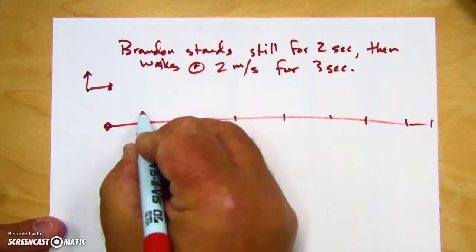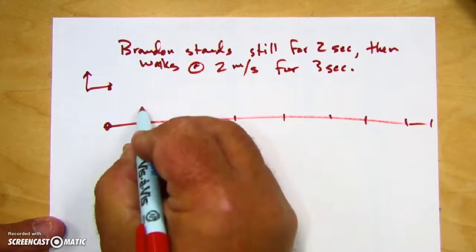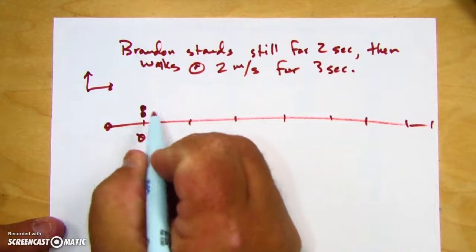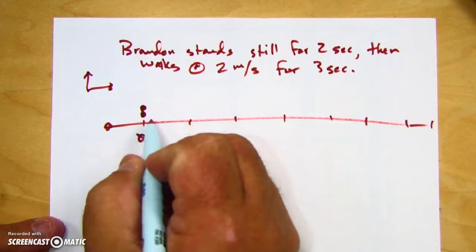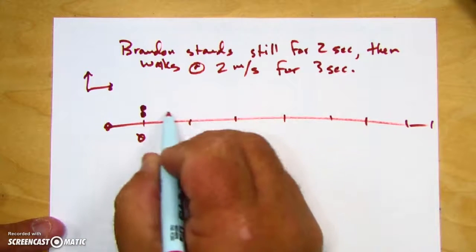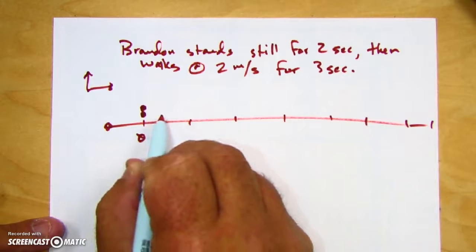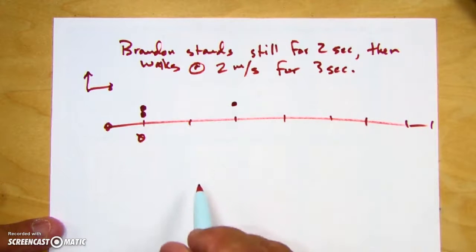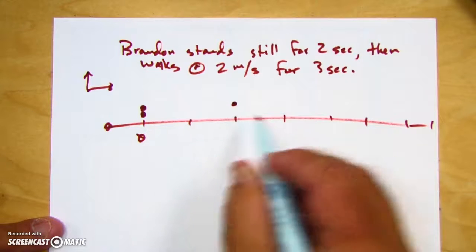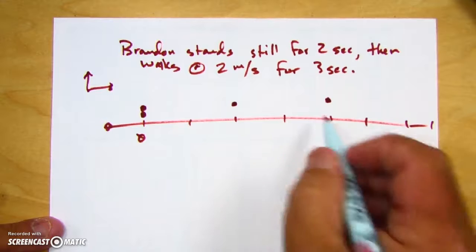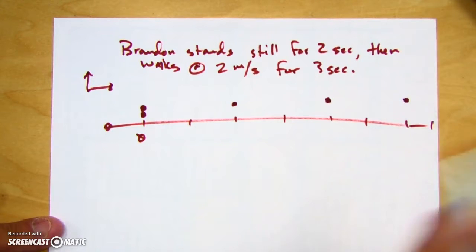That's Brandon at 1 second. That's Brandon at 2 seconds. So he's standing still for 2 seconds. Now, in the third second, he's walking at 2 meters per second. He's going to be here. At the 4th second, he's going to be here because he's moving 2 meters. And then at the 5th second, he's here.